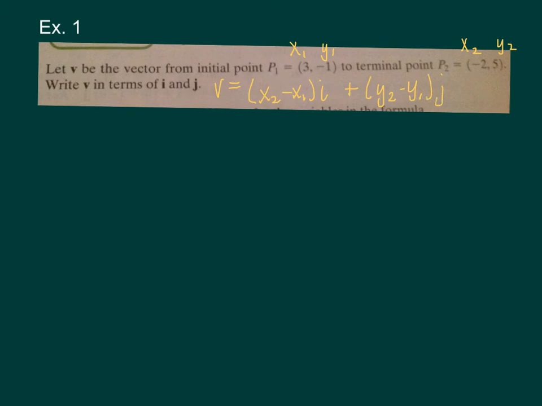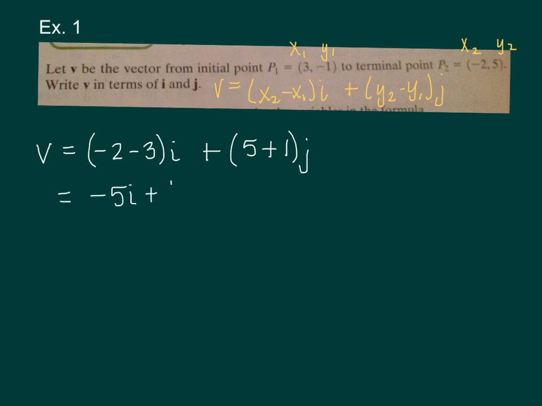So basically, you just have to plug in your values. V equals x2 minus x1 I plus y2 minus a negative becomes positive j. So that'll be -5I plus 6j. You are done.